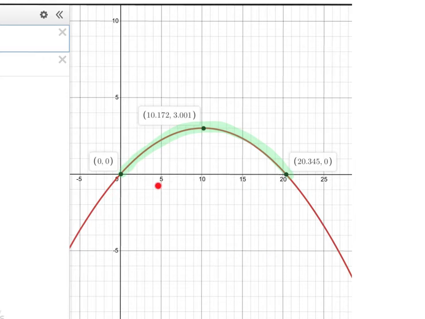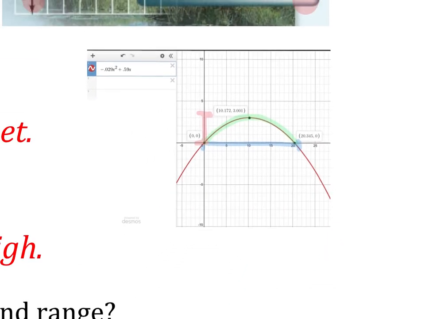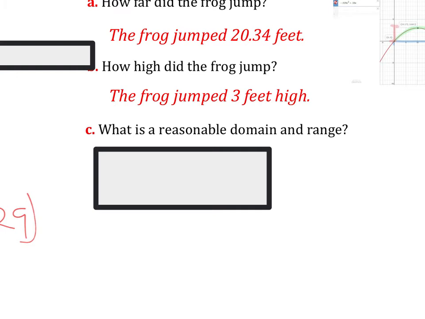Anything underneath the x-axis, well, if we're talking about height above the ground, this would be going underground. So that's not really going to be making sense for this. I guess you could argue maybe a frog can go underwater, but we really only care about this green portion here. So a reasonable domain is going to be just the x values from takeoff to land. And then our reasonable range would be starting height all the way up to the maximum height. So that's going to be our reasonable domain and reasonable range.